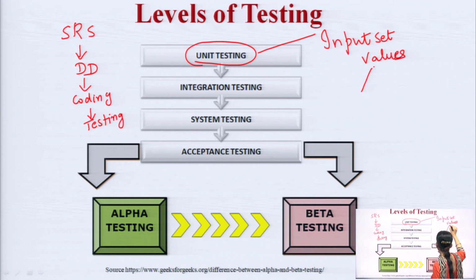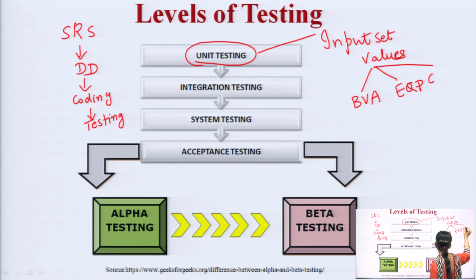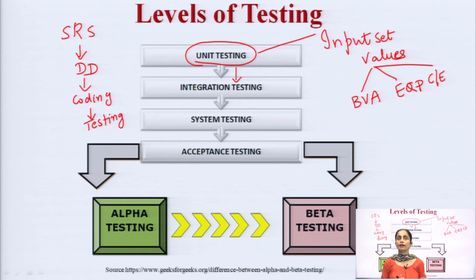We test them either using boundary value analysis or equivalence class partitioning that we have discussed, or we can make decision tables and cause effect graphs that we have studied in the last lectures. After they are unit tested, let us proceed to integration testing. The different modules are now integrated together and checked as per their design document, whether our design document is right or not.